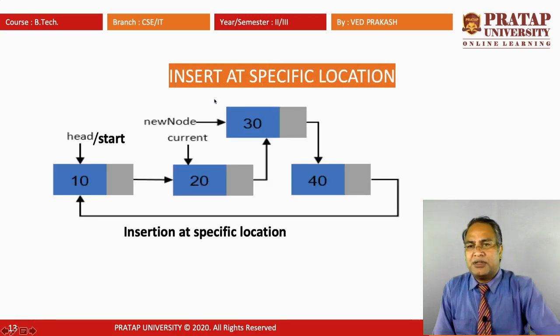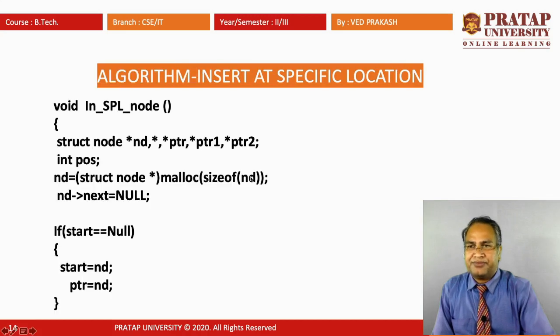Now, the next operation is inserting a node at a specific location. Suppose this is our circular linked list and we want to insert a new node having the element 30 after the node 2 and before the node 3. To perform this operation we basically use the same algorithm as we have read in the singly linked list.